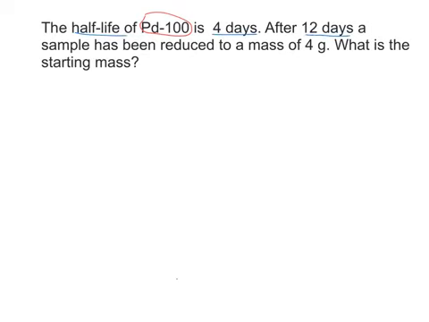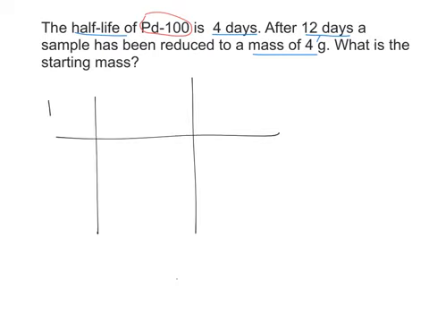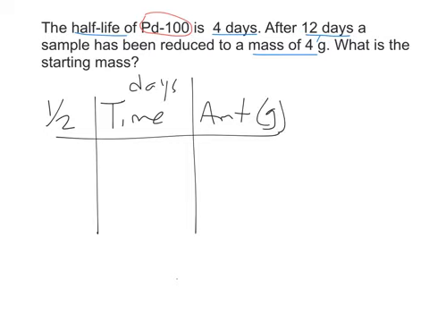It's also telling me that 12 days have gone by and that I have a sample that has a mass of 4 grams at 12 days. So these two are connected. What's the starting mass? So this is an example where I'm going to be working backwards. And again, I'm going to set my problem up with half-life, time, and amount. Here again, my amount is in grams, my time is in days. Okay. Starting half-life with 0, time with 0, my amount is a question mark.